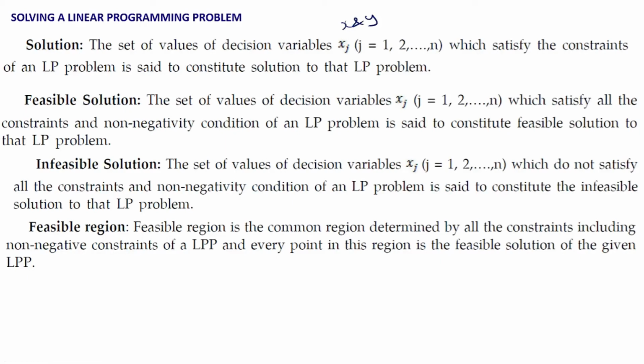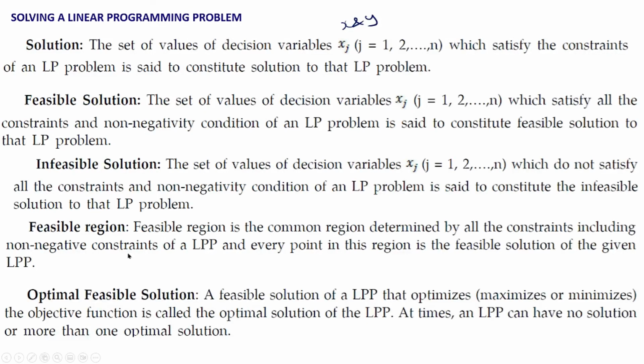In the problem which we just now saw, the shaded region was the feasible region. Every point in this region is a feasible solution of the given linear programming problem. So that is with respect to the feasible region. And next we have the optimal feasible solution.